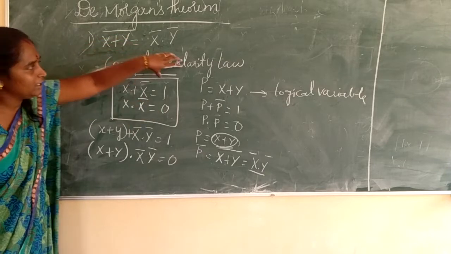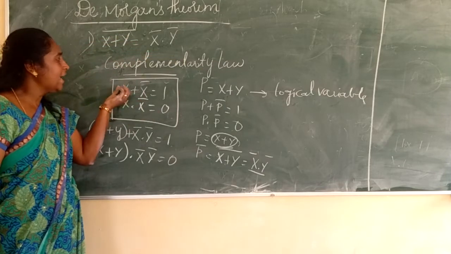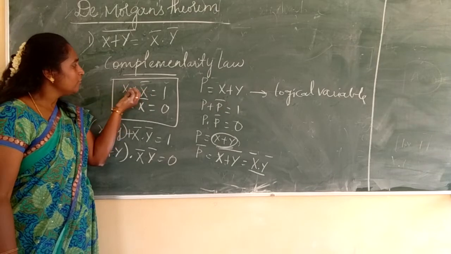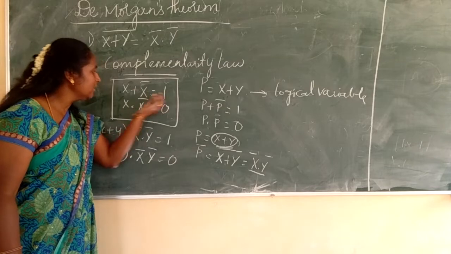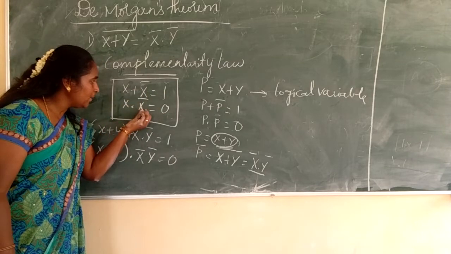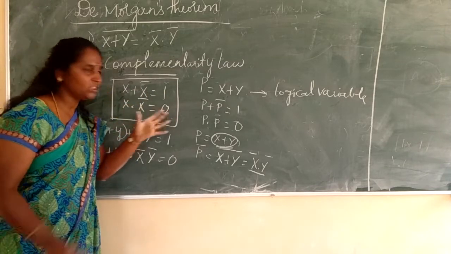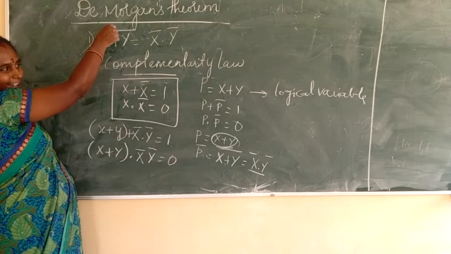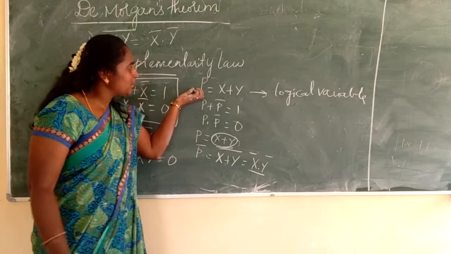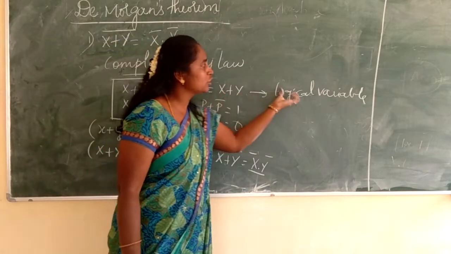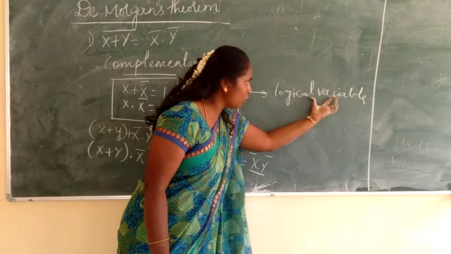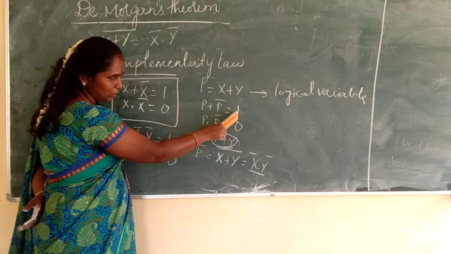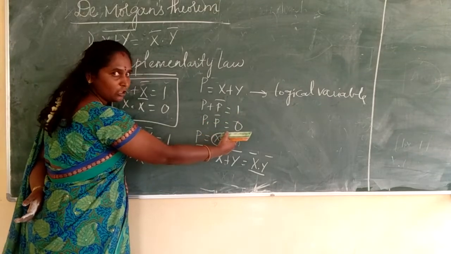In the complementarity law, I explained that a variable and its complement, using an OR, is always 1. A variable and its complement, using an AND, is always 0. This I have already proved. Considering these things in mind, we are going to solve this. So let p be equal to x plus y, which is nothing but a logical variable. Then p plus p bar, I have to prove, is equal to 1, and p into p bar is equal to 0.